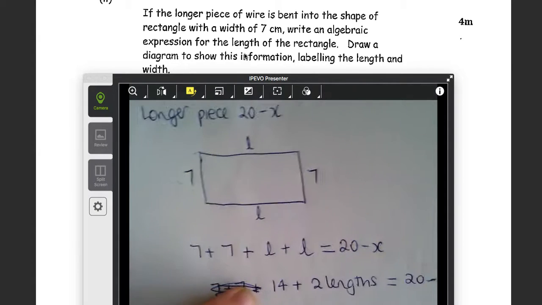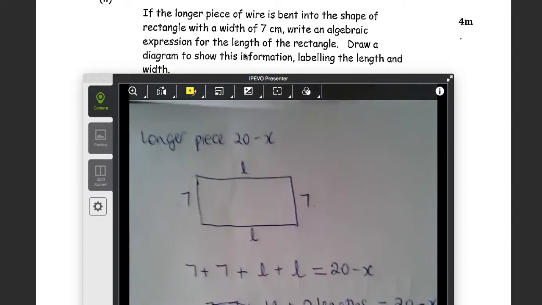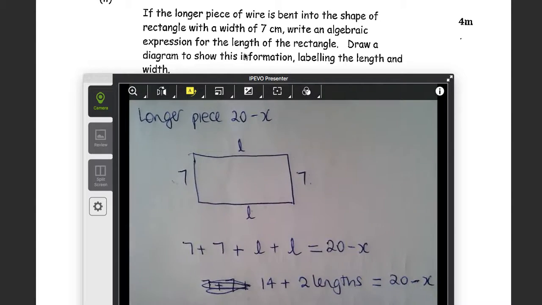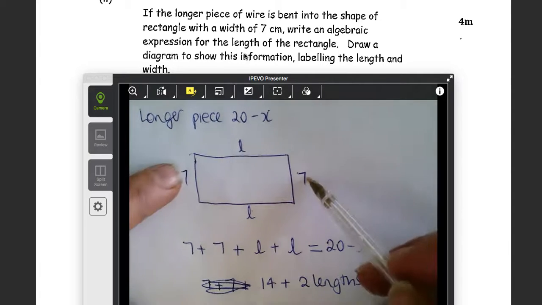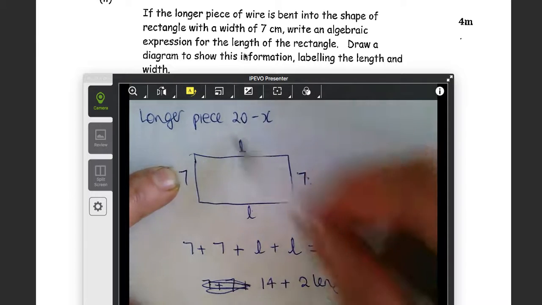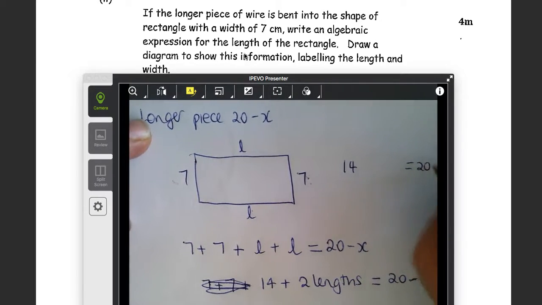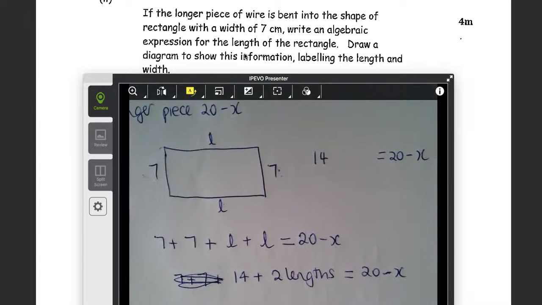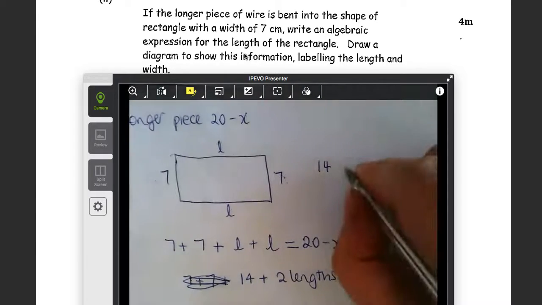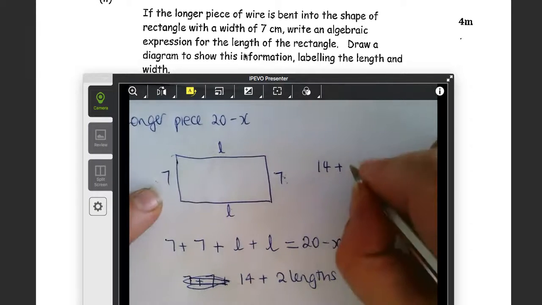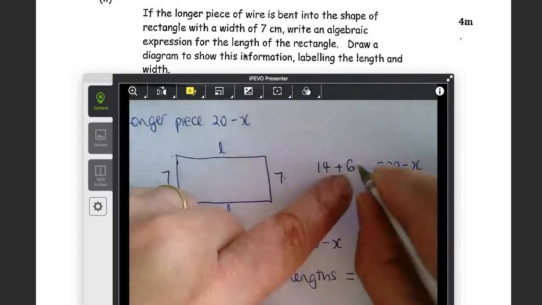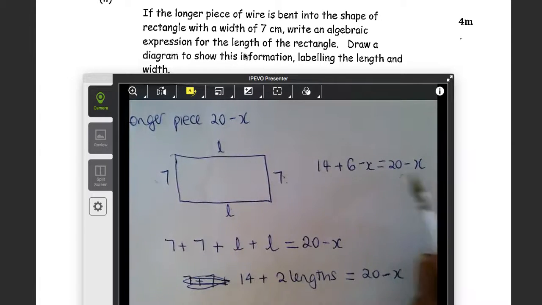I know this is getting tricky. Girls, this is going to get tricky. If I've got 14 so far, how am I going to get 20 minus X? What do you think? See how I've got 14 and I need to get 20 minus X. I need to get that, right? To 14, wouldn't I have to add 6 to get the 20? 14 plus 6 is 20. Take away X. That gives me 20 minus X.